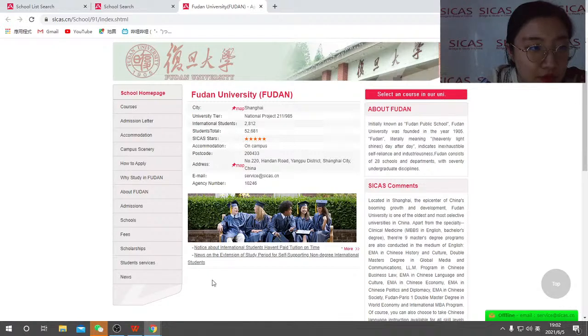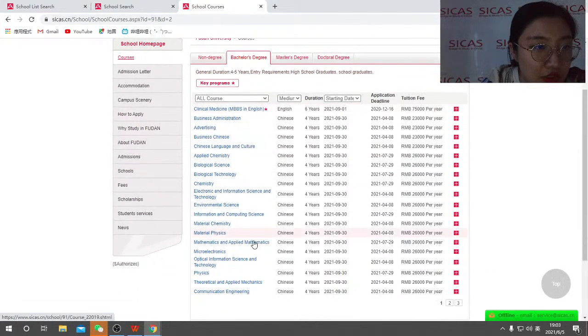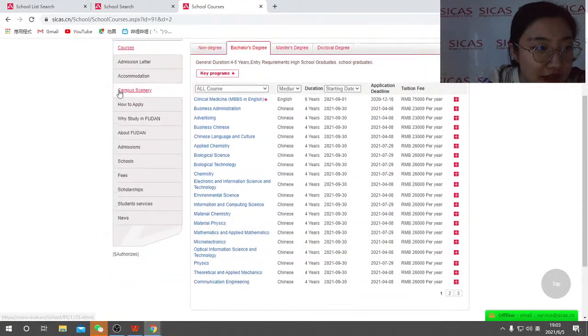You can see the information here, which city, the tier. So the national project 211/985 means it's a really good university, and you can see the international numbers, students in total, and accommodation, and all the detailed information. You can see the courses that Fudan University provides.